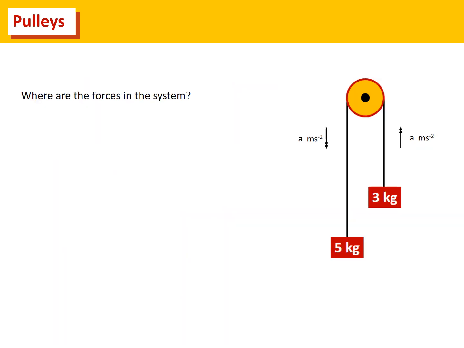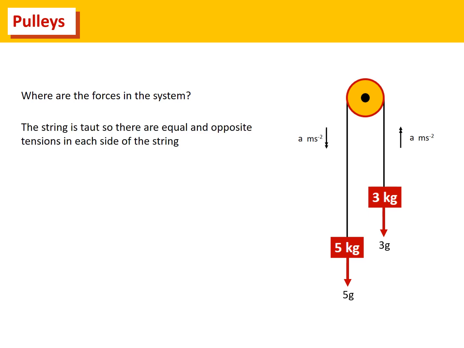What are the forces in the system then? Well, we can straight away put the weights on the objects. In addition to that, the strings are taut, and therefore there are equal and opposite tensions in each side of the string. So on the left-hand side, at both ends of the string, acting towards the centre, equal and opposite tensions, and similarly on the right-hand side. These two tensions at the top, highlighted yellow there, act on the pulley, and the other tensions are acting on each of the masses.